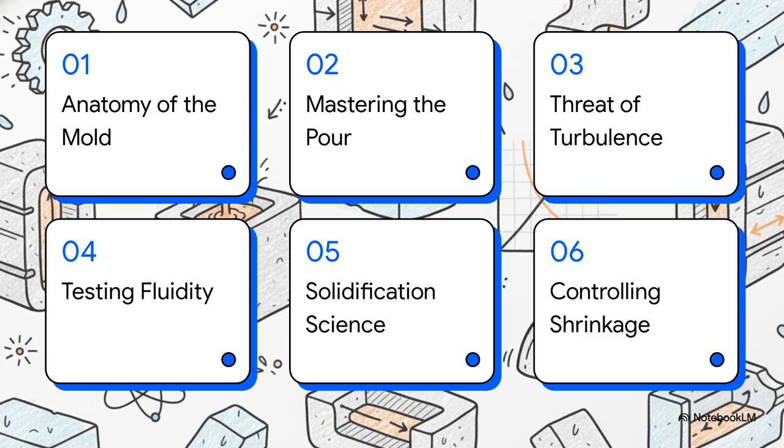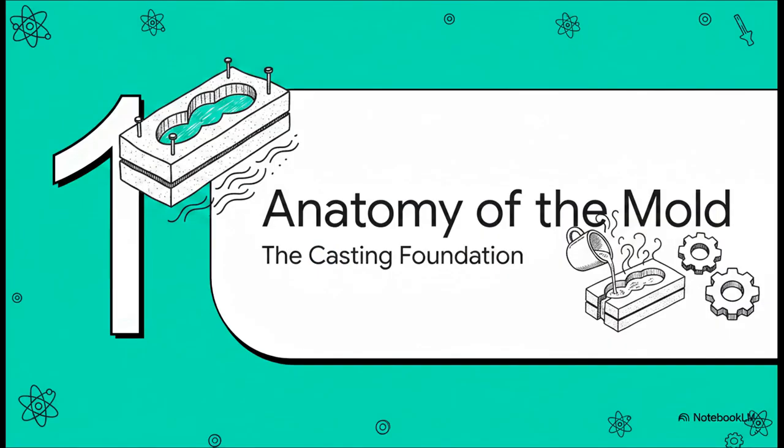First up, we'll look at the anatomy of the mold, followed by mastering the pour. Then we'll tackle the threat of turbulence and fluidity, testing the flow. Finally, we'll break down the science of solidification and controlling metal shrinkage. It's quite the sequential obstacle course, so let's get into it. Okay, let's dive into this.